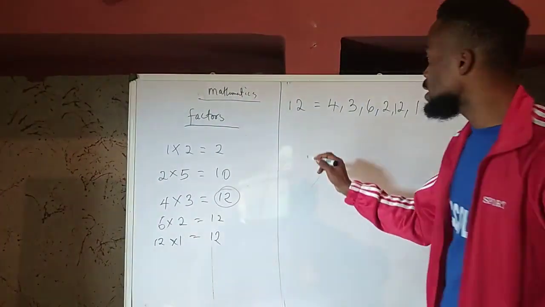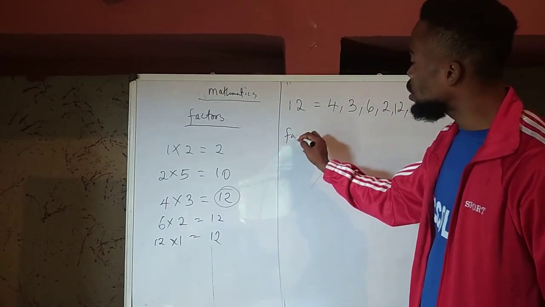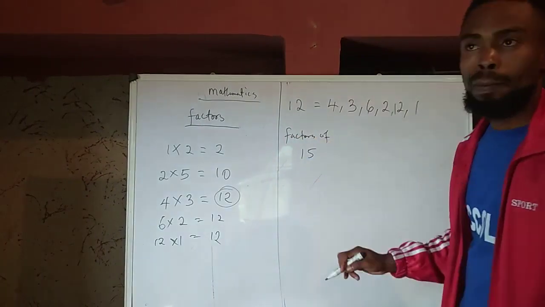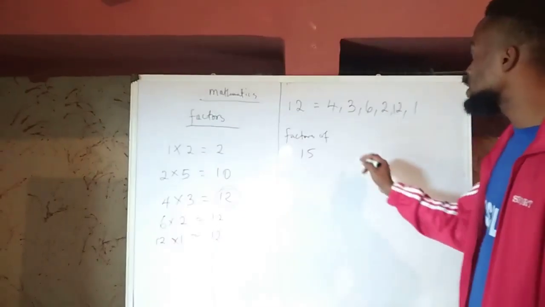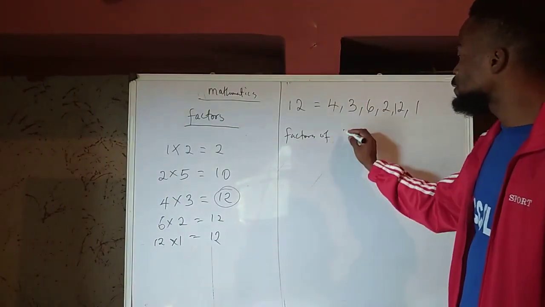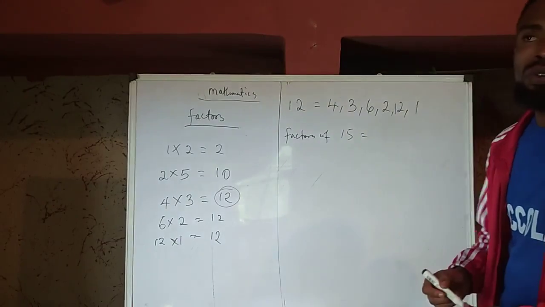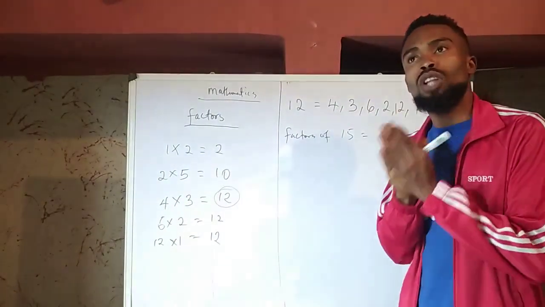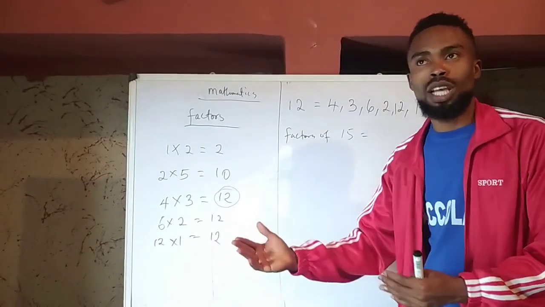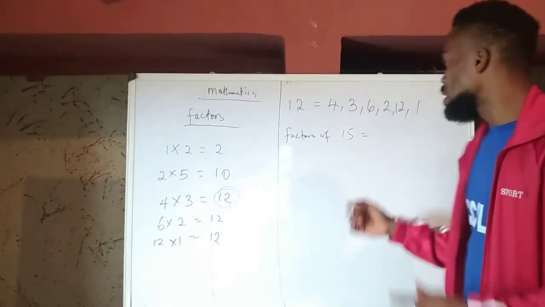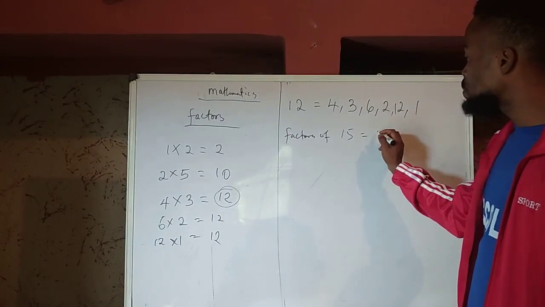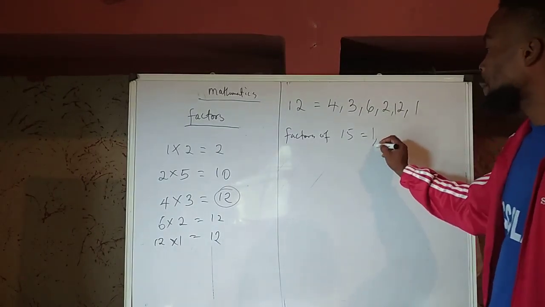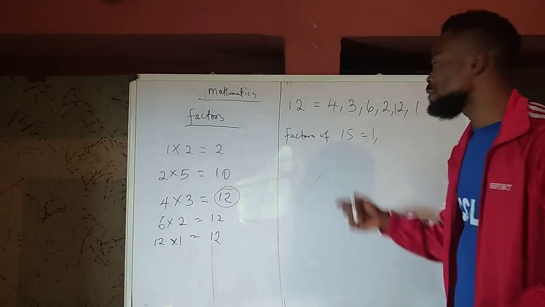Let's also take another example. Let's look at factors of 15. The number 15. So we are looking at the factors of 15. What are the numbers that when you multiply them with another number you get 15? Okay, let me start from the lowest, 1. Because 1 times 15 gives me 15.